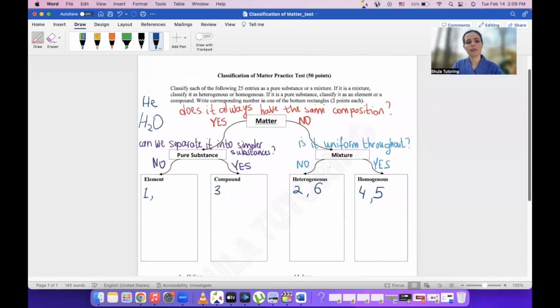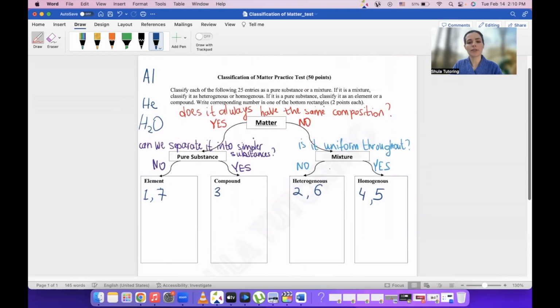Now, aluminum, does it always have the same composition? Yes, aluminum is aluminum, so it's a pure substance. Can we separate it into simpler substances? It's just one type of atom, it's just aluminum, so we can't separate it into simpler substances, so that makes it an element.